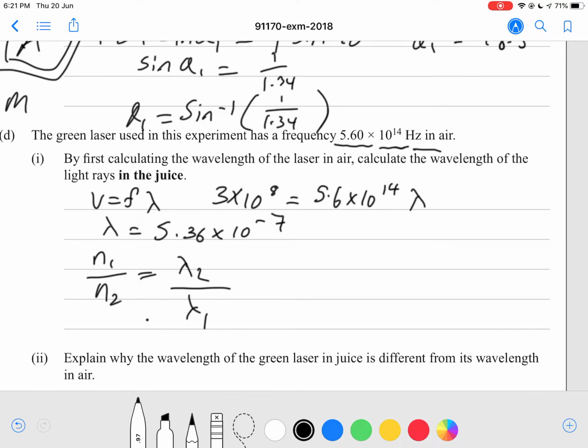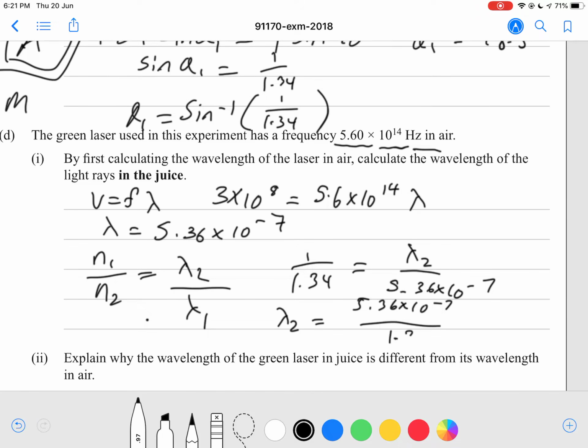So we have our 1 divided by 1.34, and that equals our lambda 2, which we don't know, divided by our lambda 1, which is 5.36 times 10 to the power of -7. Therefore, our lambda 2 equals 5.36 times 10 to the power of -7 divided by 1.34. Therefore, your lambda 2 should come out as 4 times 10 to the power of -7 meters. Okay, and this is linked to part II.